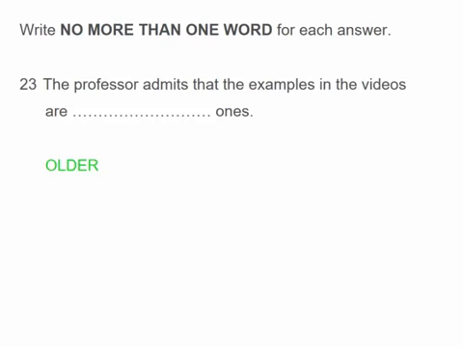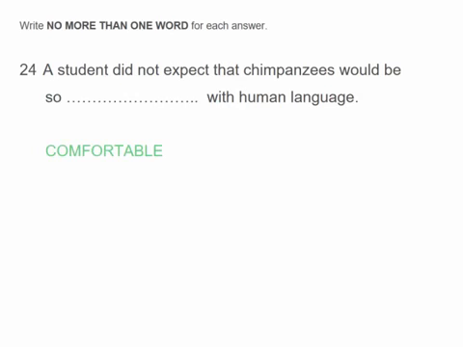Okay, so next one. A student did not expect that the chimpanzees would be so comfortable with human language. This is where we get that from. Well, I guess I was surprised at how comfortable the animals looked, using human language. Good. Okay, so paraphrase. I guess I was surprised is a paraphrase for did not expect. Okay, and he says that he was surprised at how comfortable they are using language there.